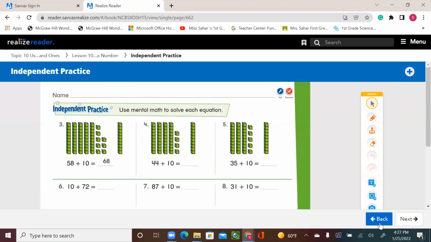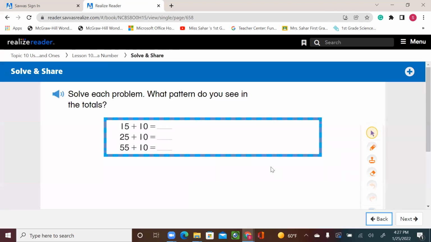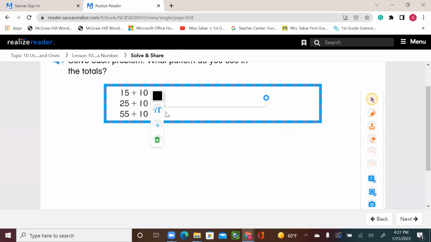All right, let's go to the first problem we have on page 405 and see what we have here. Solve each problem. What pattern do you see in the totals? All right, so let's add 15 plus 10. I know that here's my tens digit in 15. It's 1 plus 1 more ten. It's going to be 25. So let's write 15 plus 10 equals 25.